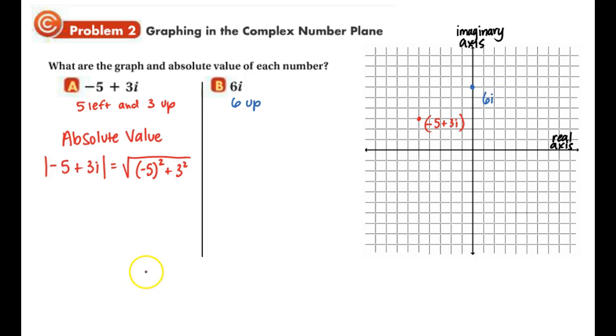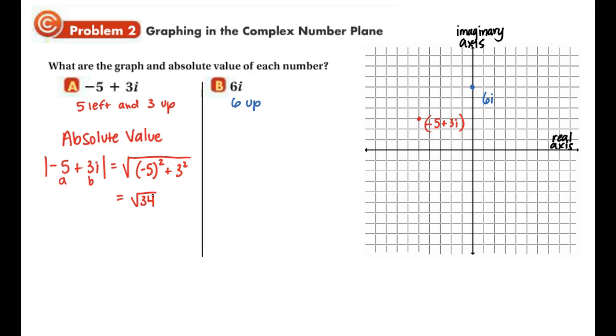When finding the absolute value of the complex number negative 5 plus 3i, I'm going to label a and b. Remember, we just did this on the previous page. You just need to square each of the a and the b terms and then add them together. So we're squaring negative 5, we're squaring 3, and we're adding them together. So when we do that, we get the square root of 34.